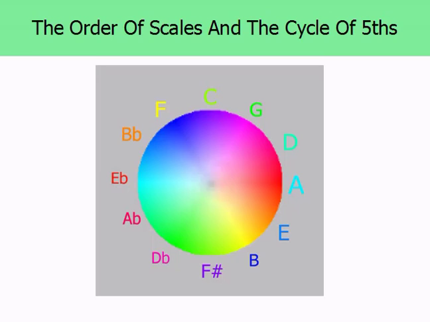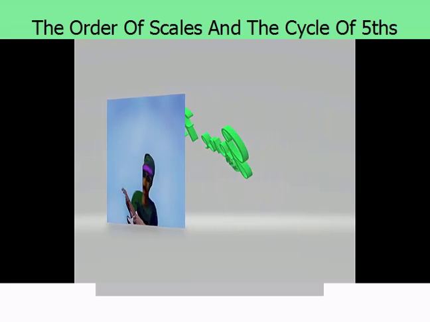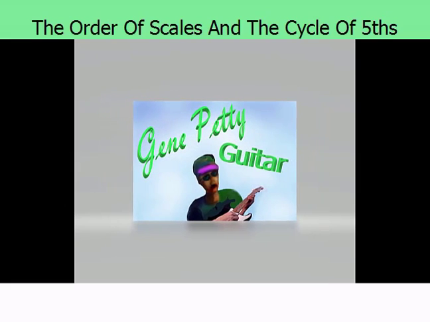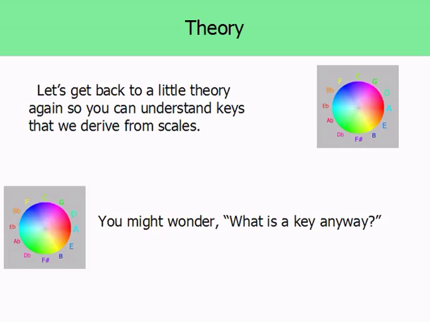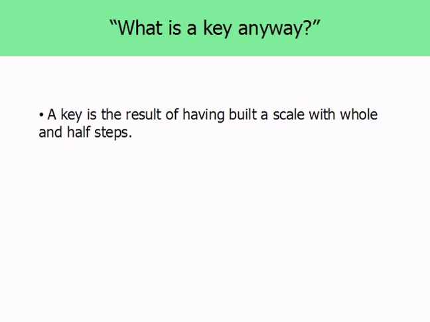Okay, we made it to the order of scales and the cycle of fifths. This rainbow color circle here represents all the keys. So let's go back to a little theory and try to understand keys. We derive them from scales. And so what is a key anyway?